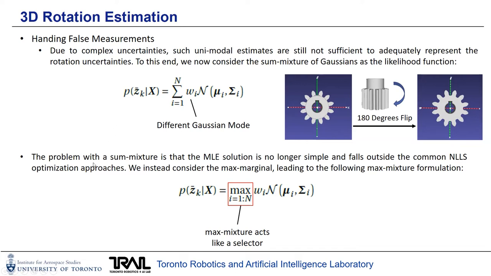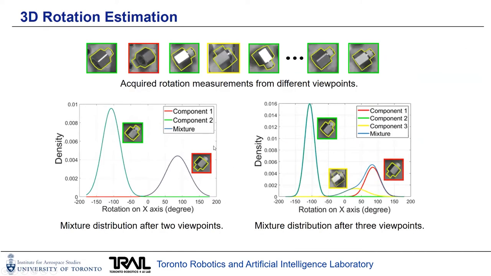And to optimize it, we're using this sum-mixture formulation. Which means that for each stage, whenever we receive a measurement, we only maximize one component at each stage. So this max is considered as a selector over the entire distribution. Whenever we have a new measurement, we only optimize a certain component, not the full distribution.